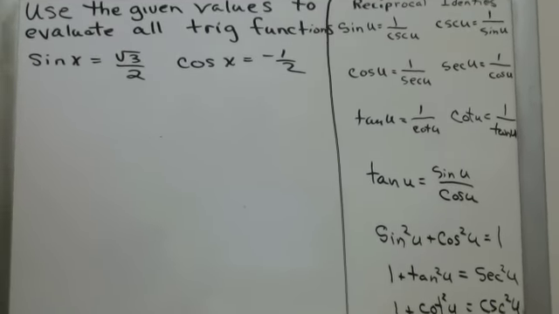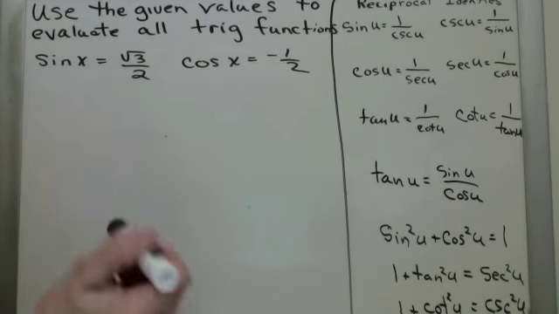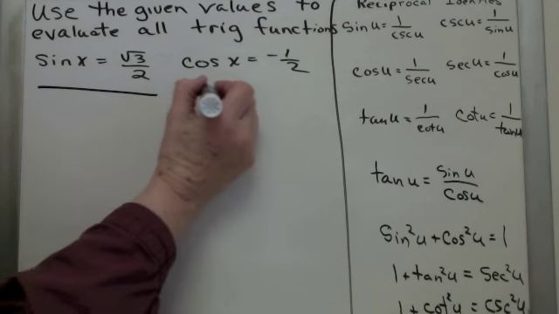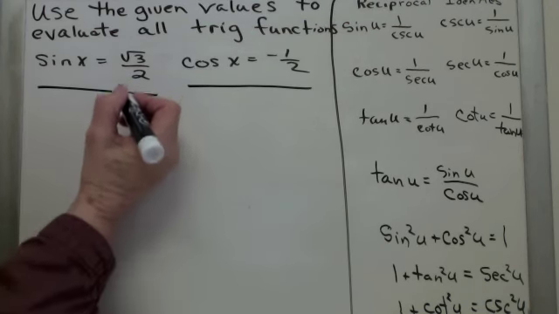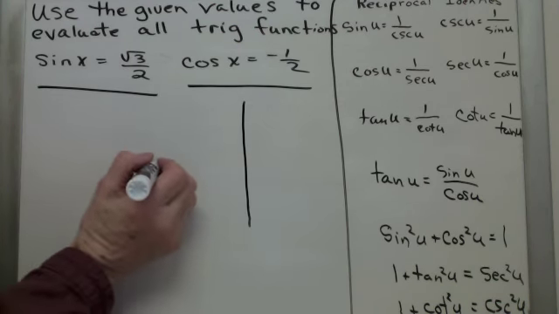Okay, I don't know if you can see all of this stuff or not, but use the given values to evaluate all of the trig functions. The two given values, sine is root 3 over 2, cosine is negative 1/2. Those are clues into what quadrant the trig function is in.